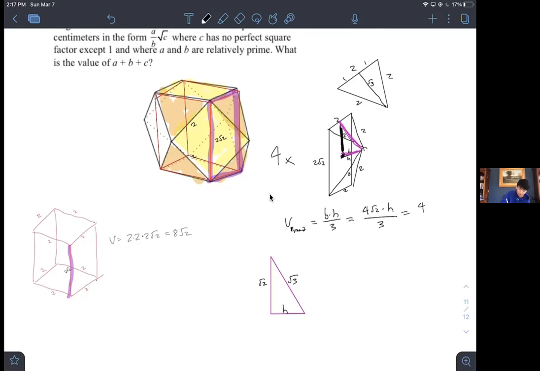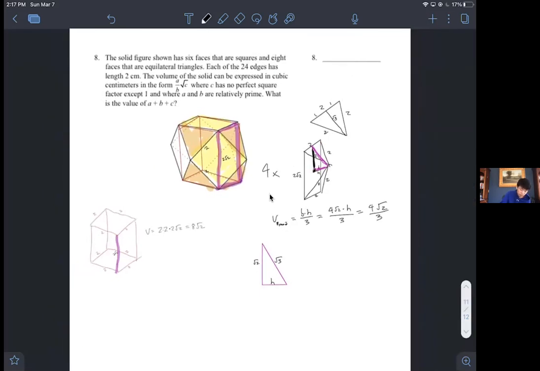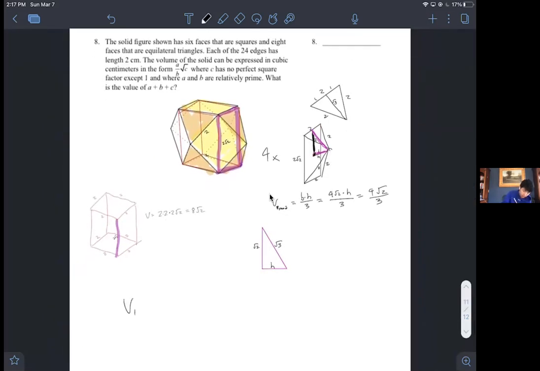So the volume of each of the pyramids is 4 root 2 over 3. And so now we're just left to find the total volume. The total volume is the volume of our box, which is 8 root 2, plus 4 times the volume of each of our pyramids, which each have volume 4 root 2 over 3. And then this becomes 24 root 2 plus 16 root 2 over 3, which equals 40 root 2 over 3.